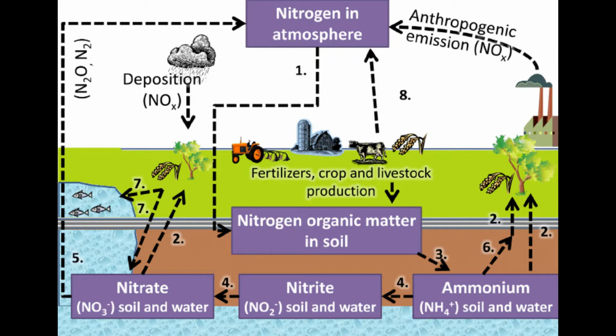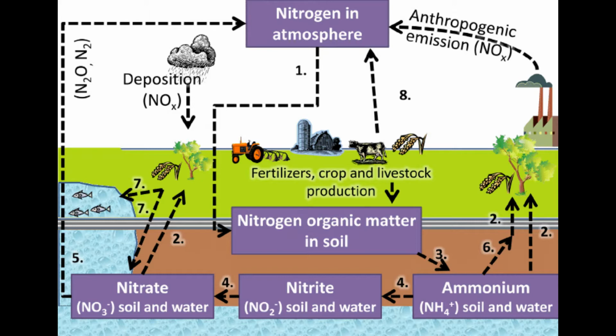We call this fixing. Now, this happens through a number of biological processes that we don't have to worry about too much for this class. Just know that nitrogen becomes fixed and it can form ammonium, NH4. It can form nitrates, NO3, or nitrites, NO2.